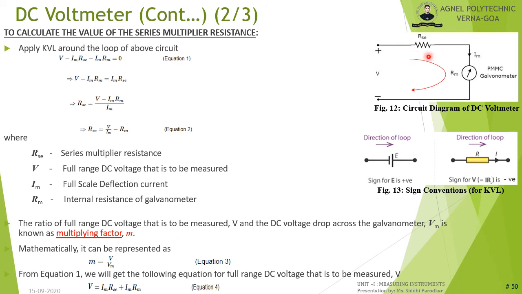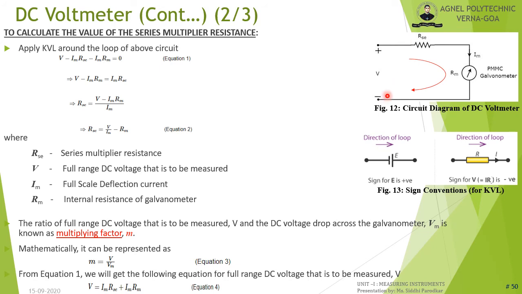Let us try to find the expression for Rse, that is series multiplier resistance, connected in DC voltmeter. To find the expression for series multiplier resistance, we have to apply KVL to this loop. For applying KVL, you have to remember the sign convention. That is, for any voltage source E or V, if you are moving from negative to positive terminal, then the sign will be positive. And for any resistance, if the direction of loop and the direction of current are same, then the sign will be negative. So now let us apply KVL to this loop. The direction of loop is as shown with the red arrow.